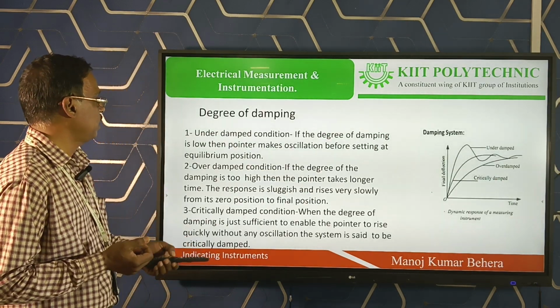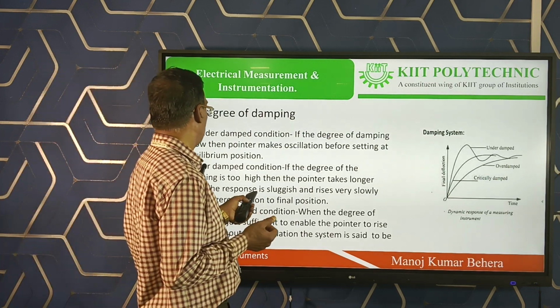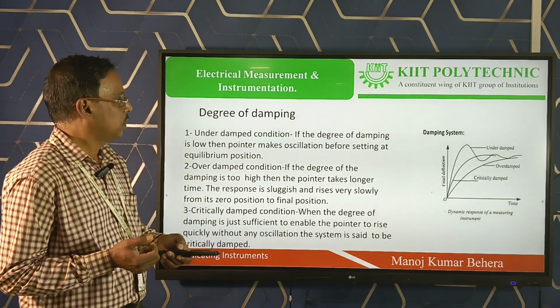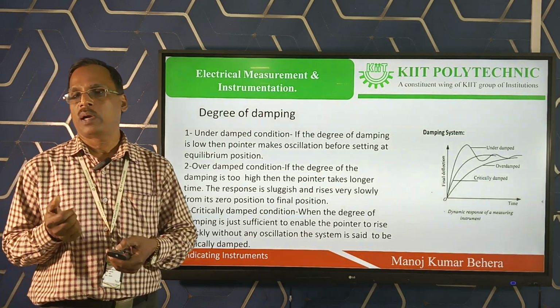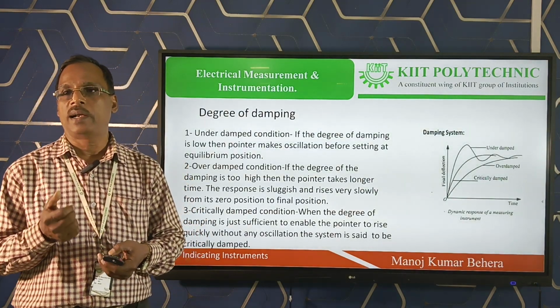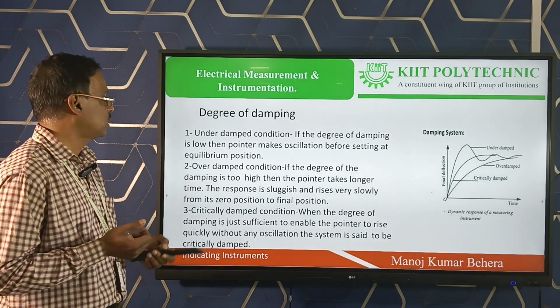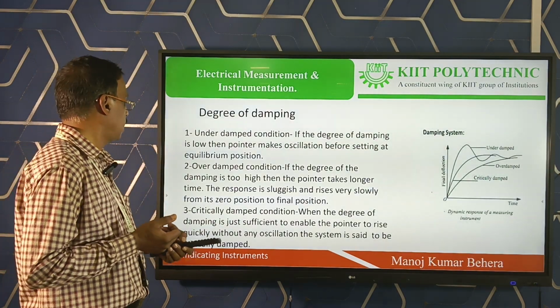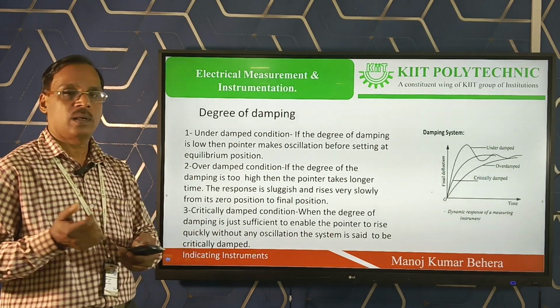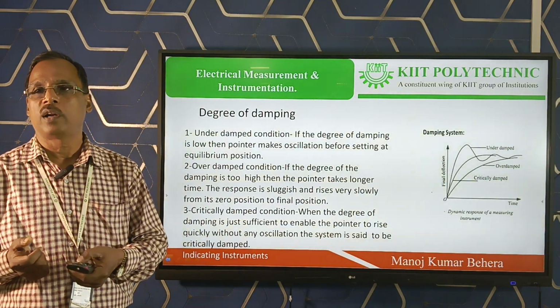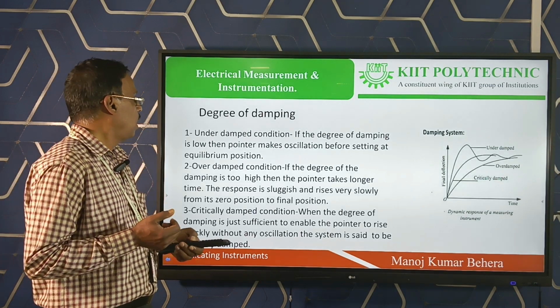In degree of damping, the damping force required for an instrument is critically damped. If the damping force is more than required, that is called an over damped situation, and if the damping force is less than required, that is called an under damped situation.